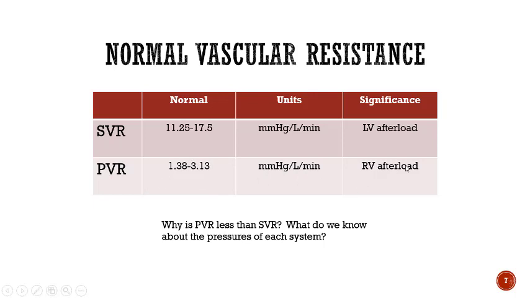Same units, and it's going to signify the same kind of thing, except for on the right side of the heart. So this is going to show us what the right ventricle is having to work against, or the right ventricular afterload. And we kind of just talked about why the PVR is less than the SVR, and what do we know about the pressures of each system. So that's why this one is higher than this one, and that's what we just talked about here. So again, your systemic vascular resistance is how much resistance is working against that left ventricle to get blood out to your body. Your pulmonary vascular resistance is how much resistance is working against your right ventricle to get blood into your lung.